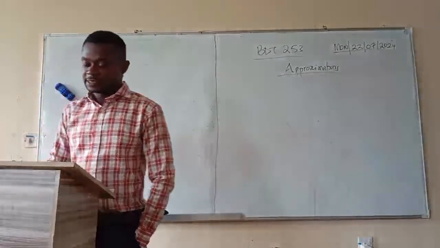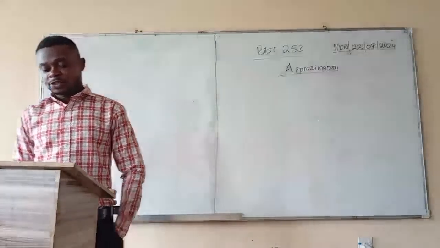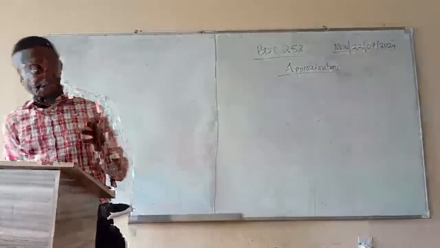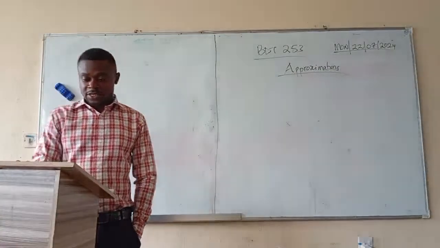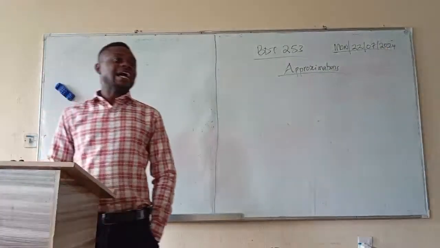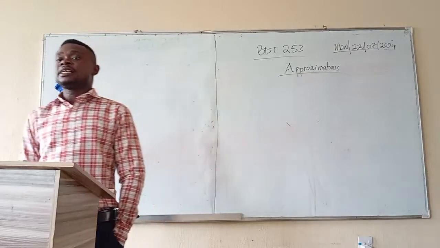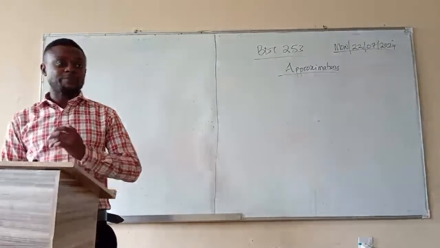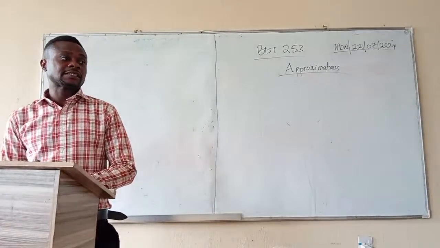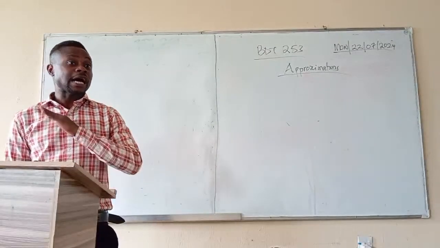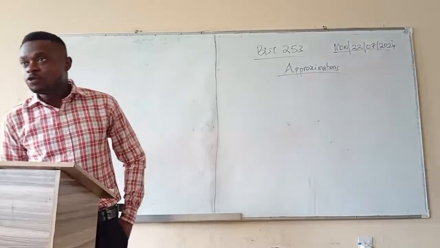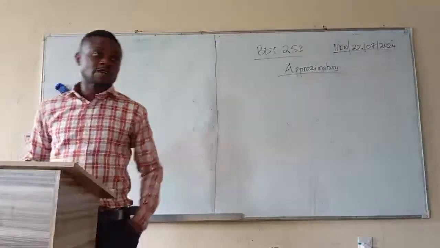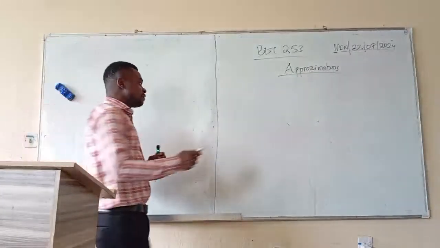Approximation is a process of rounding off a number to generate a value that is either greater or less than the original number. This value generated is called approximate value or simply approximate. So the result of approximation is what? Approximate value. Are we together?